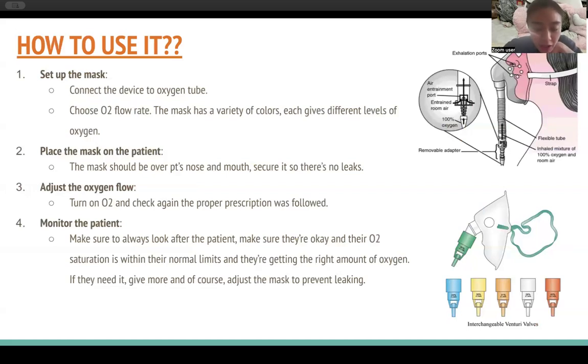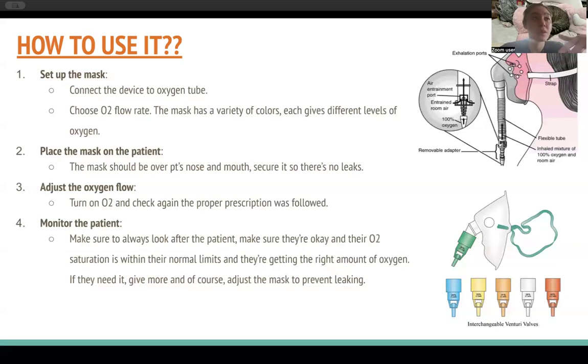And then yellow has 35%, 37% with the orange, and then 28% with the white, and 40% with the red. So each one has a different amount of oxygen rate given to the patient depending on what they have. The mask is then put over the nose and mouth. Make sure it's secure so that there's no leak of oxygen.